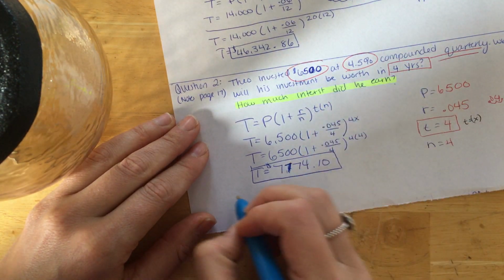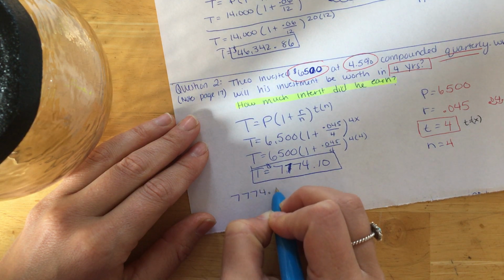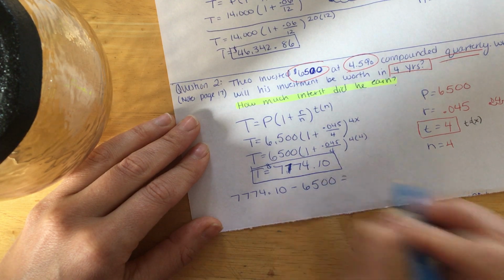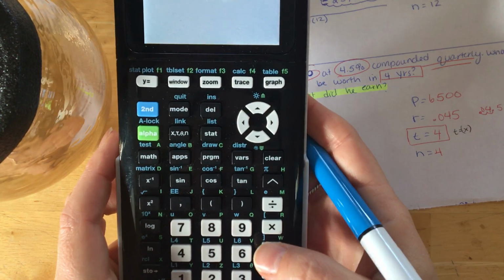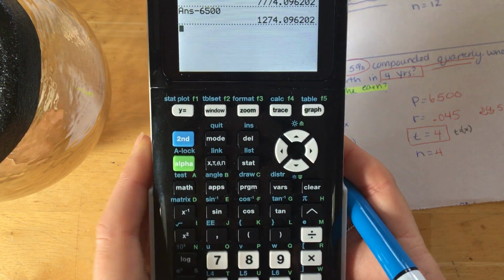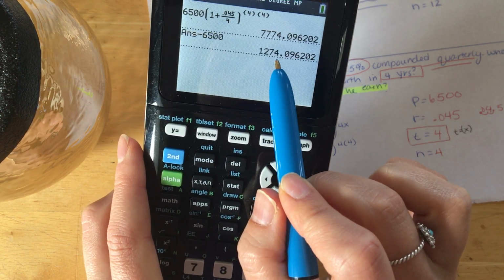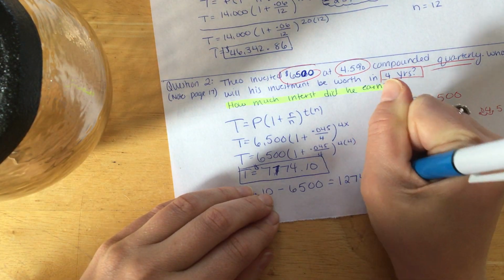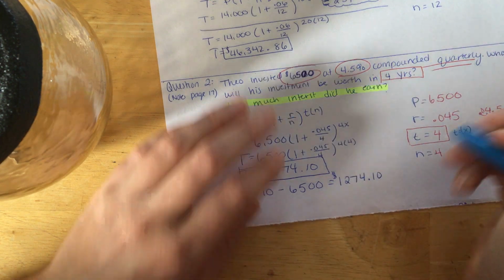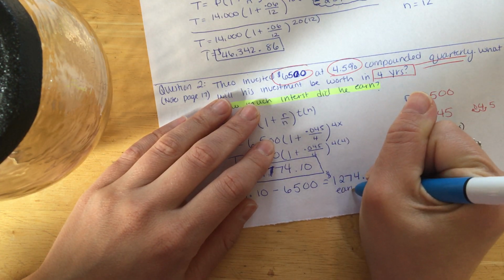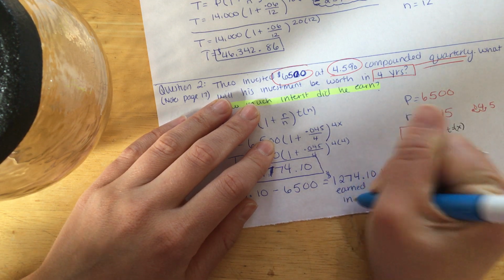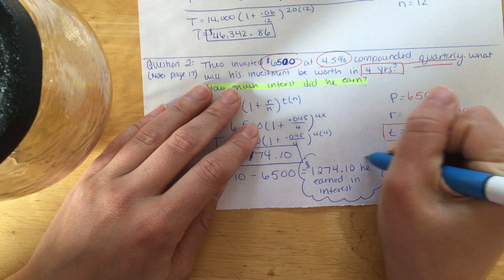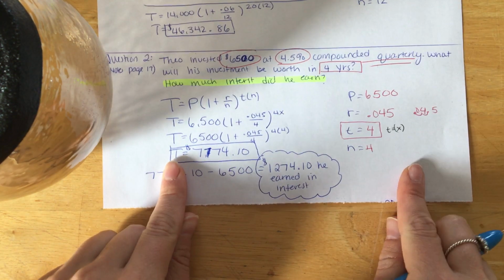So we have to take $7,774.10 and subtract $6,500 from it. So I'm just going to take that minus $6,500. He earned $1,274.10 interest. So $1,274.10 he earned in interest. Okay, that was a 2-part question, so make sure you answered both of those parts.